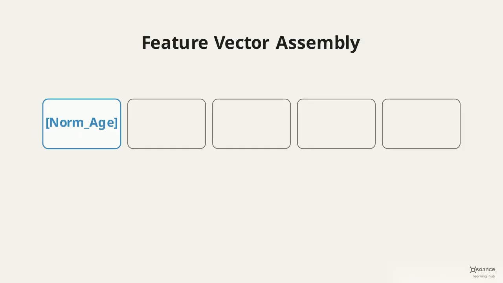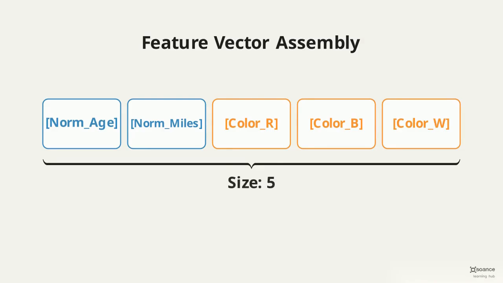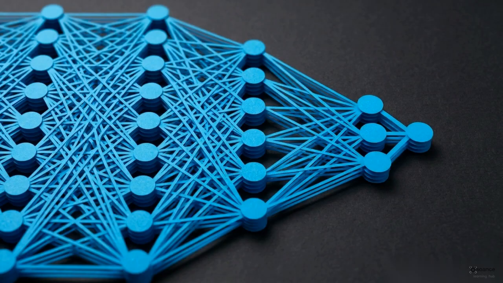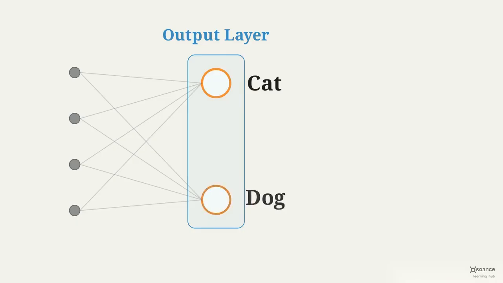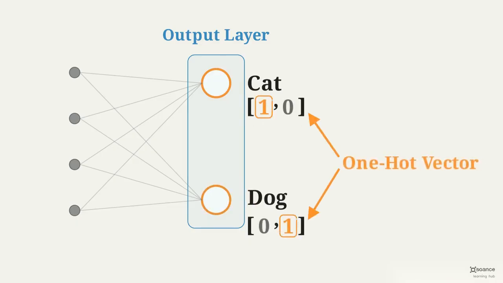We take our normalized numerical values for age and miles and combine them with our 3 one-hot encoded color dimensions. Our original 2-variable car is now represented precisely by an array of 5 elements. This logic applies to the other side of the model too. If you are solving a classification problem where the output is a distinct category, like cat or dog, those outputs are formatted using this exact same one-hot structure.